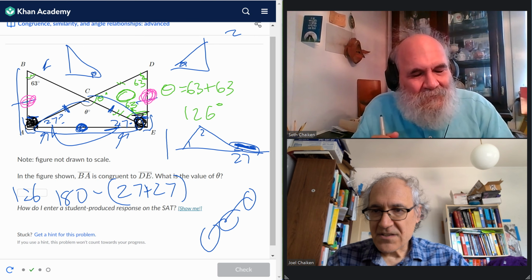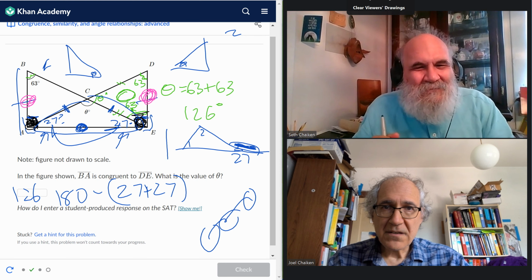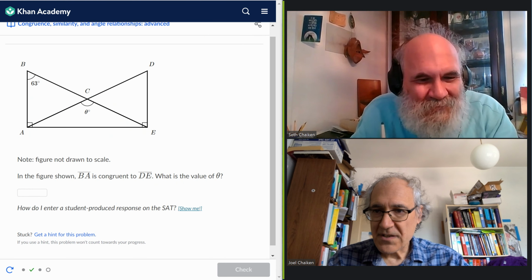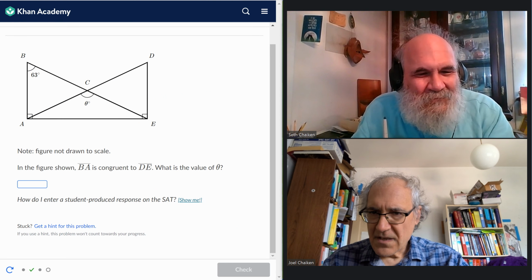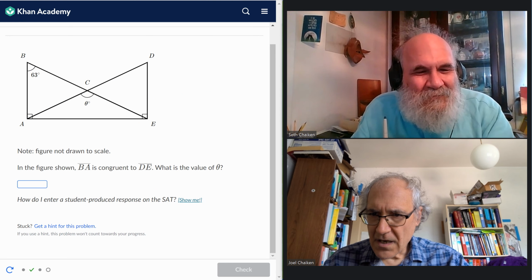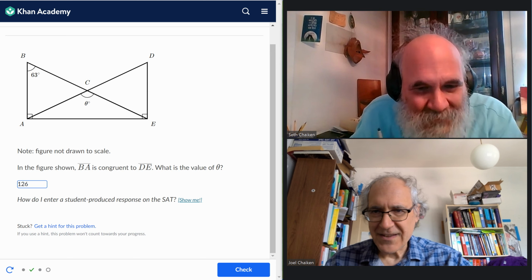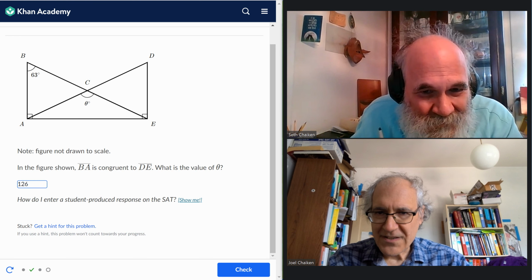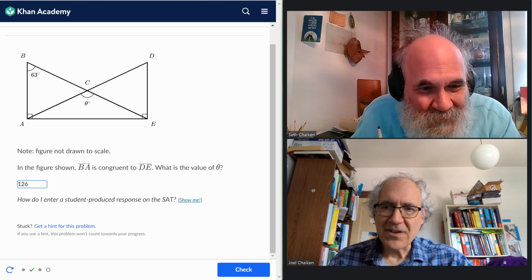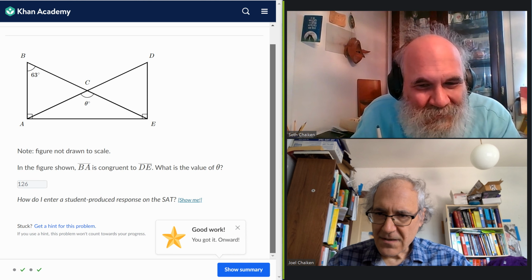Okay, so let's annotate, clear all drawings, and type 126. They have the unit of degrees on the theta. See, next to the theta there's a little degree sign, because they're asking what is the value of theta. You have to know what unit it is. Okay, so let's see how they did it.